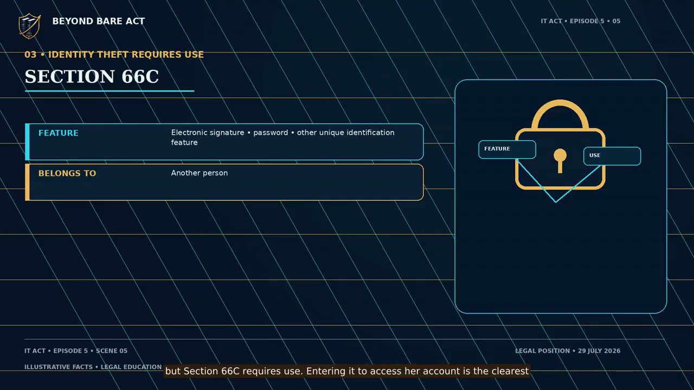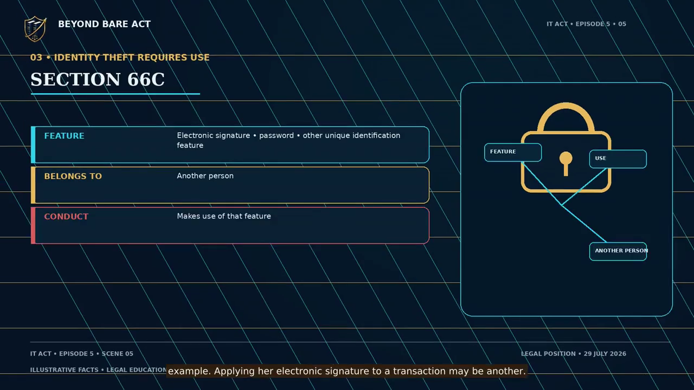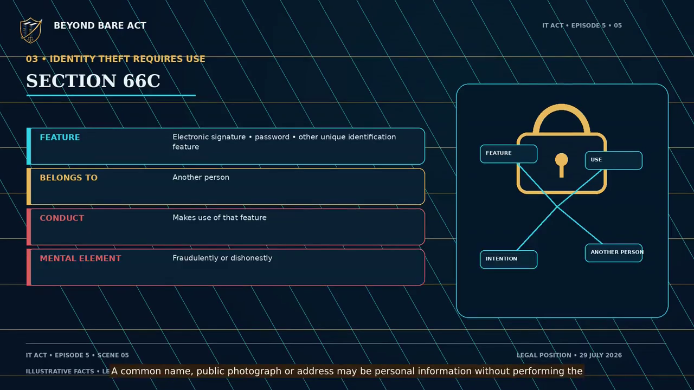Copying a file containing Riya's password creates exposure, but Section 66C requires use. Entering it to access her account is the clearest example. Applying her electronic signature to a transaction may be another. Yet every piece of personal information is not automatically a unique identification feature. A common name, public photograph, or address may be personal information without performing the identifying function contemplated here.